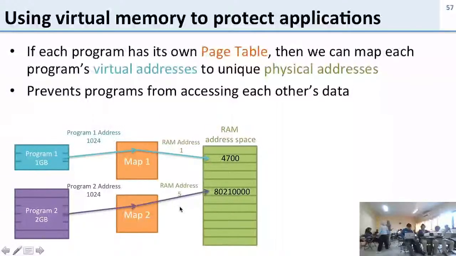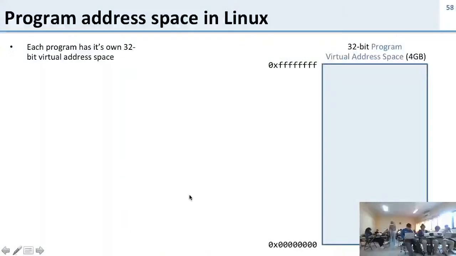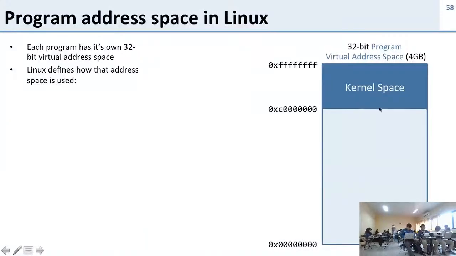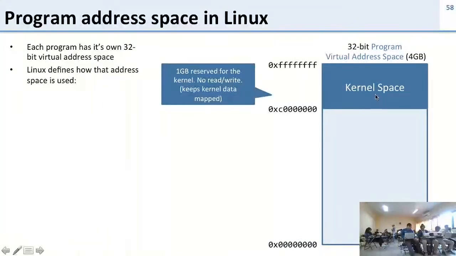So let's take a look at this in a little more detail. Here's what the program address space looks like for a 32-bit Linux program. Each program has its own 32-bit address space, so each program sees the same 32-bit address space. Now, Linux defines how we use this address space. The top 1 gigabyte of this address space is reserved for the kernel. This is space that the program is not allowed to access, and it's for the kernel to store its data there. The program can't read or write here, and in fact, if your program tries to access this, it'll crash.